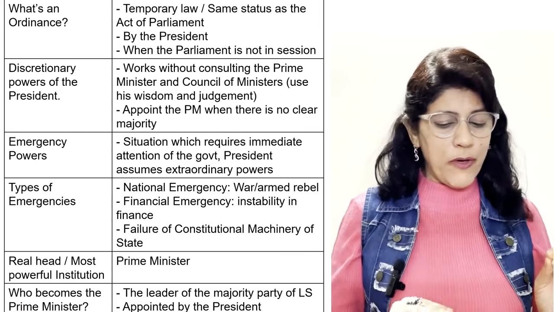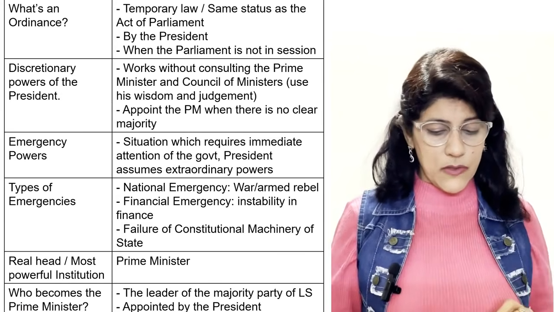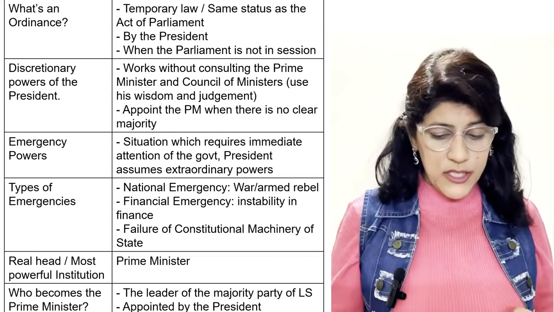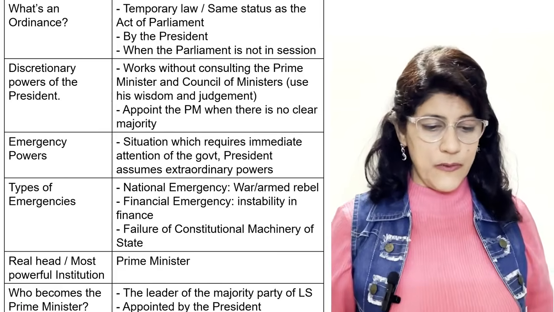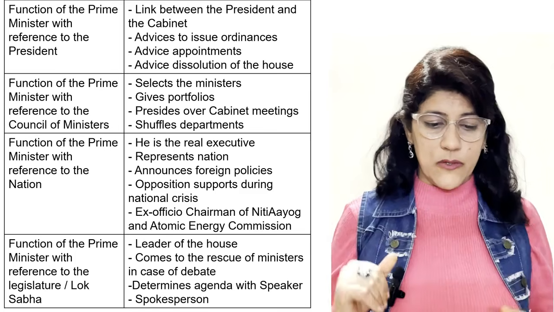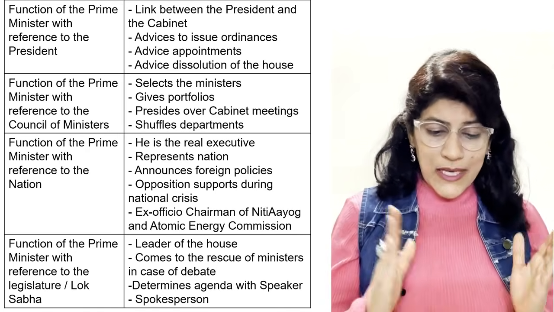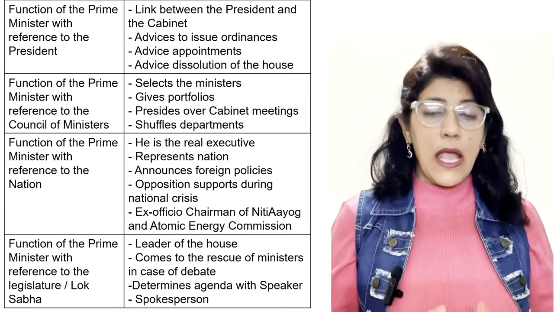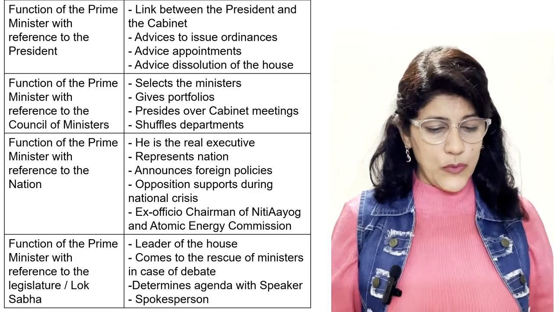The real head, or most powerful institution: the Prime Minister. Who becomes the Prime Minister? The leader of the majority party of Lok Sabha, appointed by the President. Now, functions of the Prime Minister with reference to the President: link between the President and the Cabinet. Advises to issue ordinances. Advises appointments. Advises dissolution of the House.